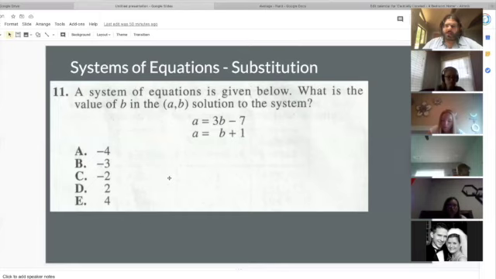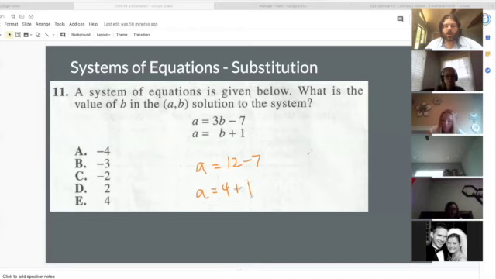Did anybody use guess and check? I suppose guess and check would have worked here too. If you plug in 4 for b, you get a equals 12 minus 7, and a equals 4 plus 1. You get a equals 5 and a equals 5. That would have worked too, actually, but you would have had to guess all those different random numbers.